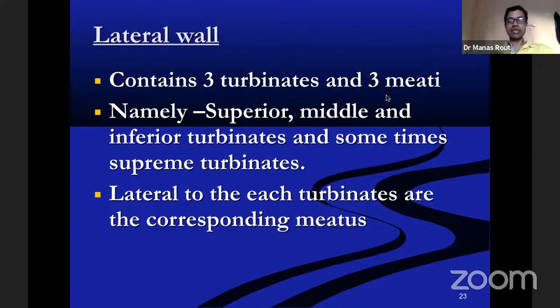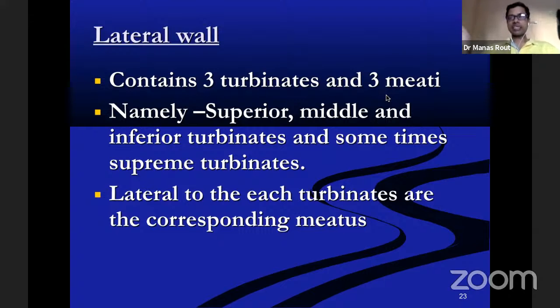Sometimes, rarely, you will get an extra turbinate which is called the supreme turbinate. Above the superior turbinate you will get the supreme turbinate, but not in all cases, only in some. Now, the largest turbinate is the inferior turbinate, found inferiorly. It runs almost the whole length of the nasal cavity proper.